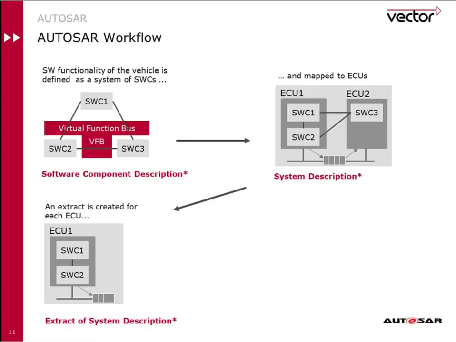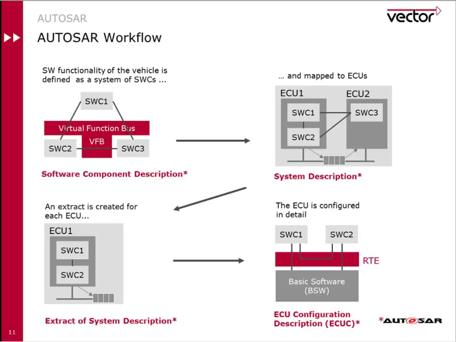So the ECU supplier knows what ECU they are, which bus they reside on, and what software components reside within that ECU. And finally, from the extract of the system description, we can create a detailed view of the software inside the ECU. This detailed view is called the ECU configuration description, or the ECUC file. The ECUC file contains descriptions of the software components inside, information necessary for generating the RTE, and the basic software required underneath to support those software components.